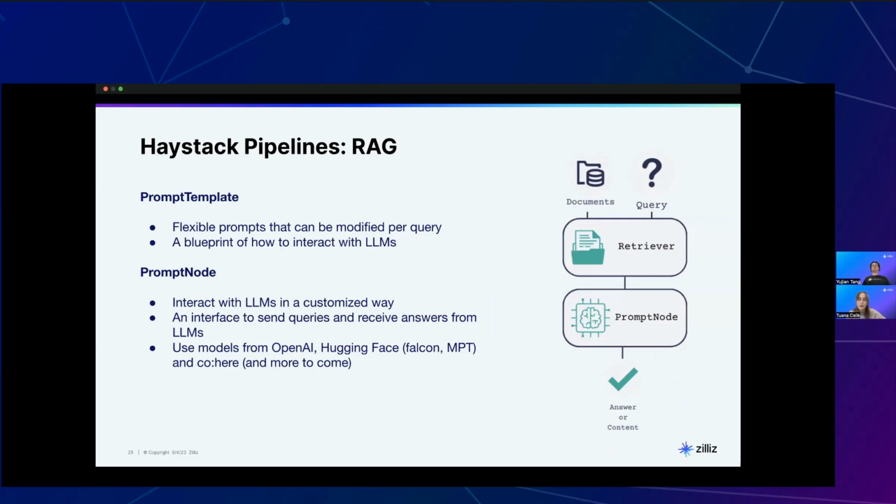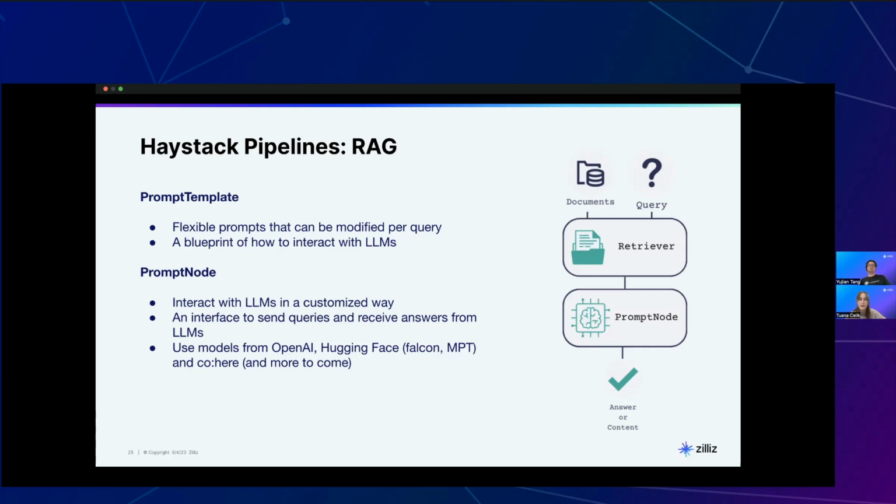In Haystack, the two most important components that you will modify and customize for your own use case for a RAG pipeline are the prompt templates and the prompt node. So I want to start talking about the prompt templates. The prompt templates are basically a blueprint of how you interact with a large language model. At the end of the day, they generate prompts, but they can be modified, and they can be modified at query time.